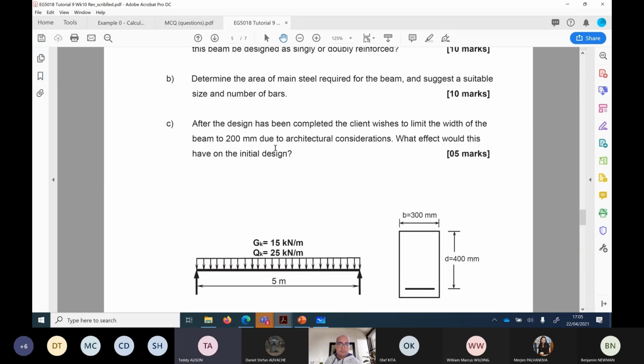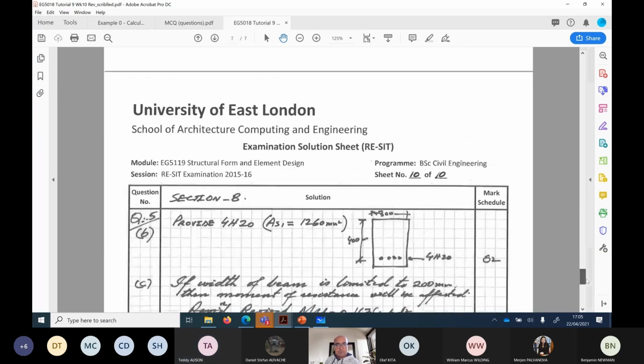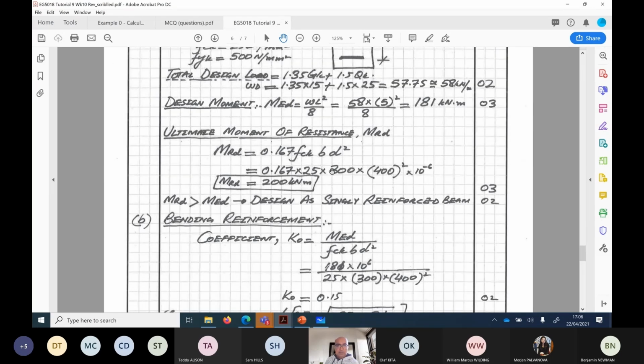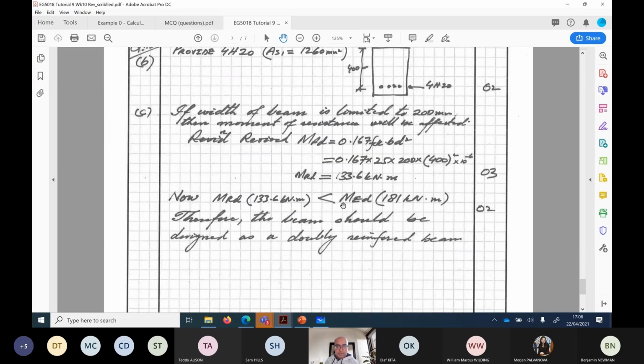I mean, it'll probably reduce the moment resistance. Excellent, wonderful. So it will reduce the moment resistance. To respond to this question, you would simply say that if the width of the beam is limited to 200, then the moment resistance will be affected, and the revised moment resistance will be 0.167 FCK BD squared. If you put 200 instead of 300, you can see that the moment resistance is 133. So the revised moment resistance is 133, which is less than the applied moment now, because previously with B equal to 300, the ultimate moment of resistance of the section was 200, which was higher than the applied moment. It means that we could design it as a singly reinforced beam. But now, because the moment resistance is less than the applied moment, the beam should be designed as a doubly reinforced beam.